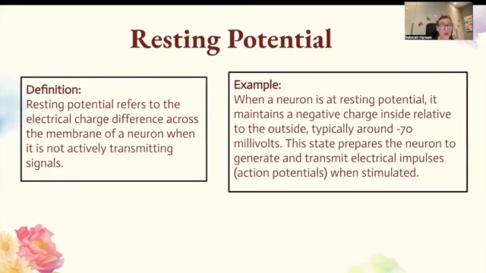Resting potential. Resting potential refers to the electrical charge difference across the membrane of a neuron when it is not actively transmitting signals. For example, when a neuron is at a resting potential, it maintains a negative charge inside relative to the outside, typically around -70 millivolts. This state prepares the neuron to generate and transmit electrical impulses or action potentials when stimulated.